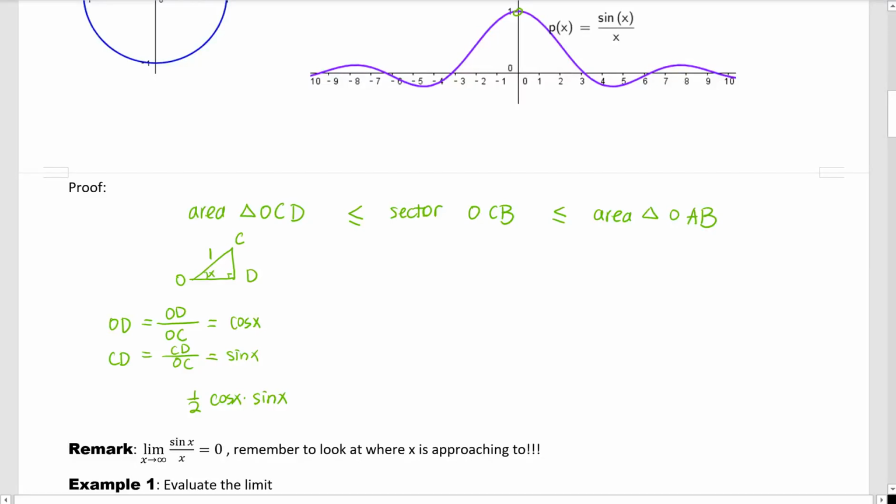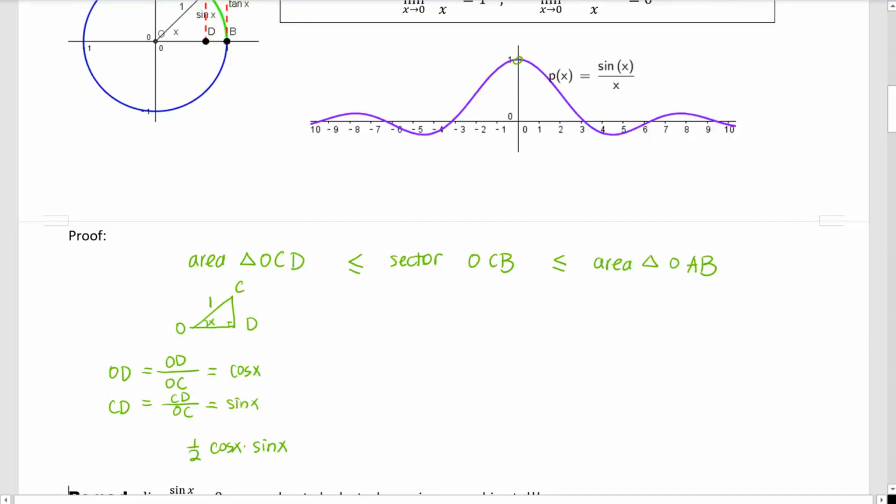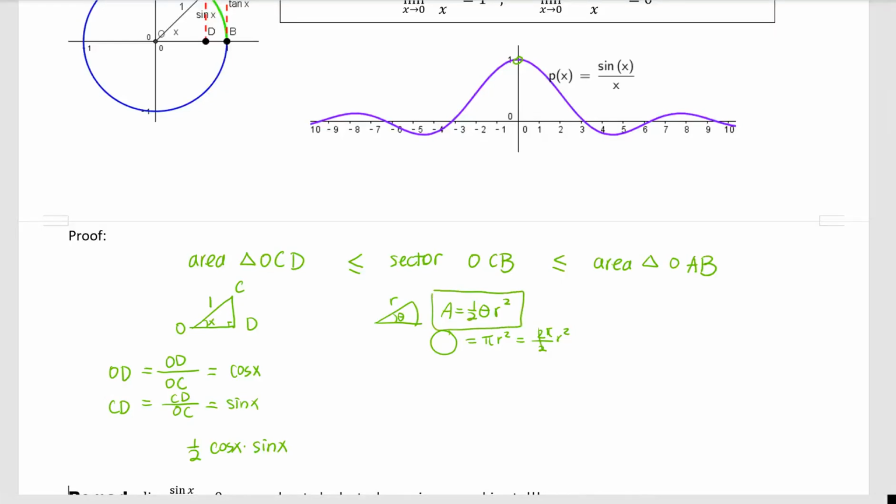How about the sector OCB? Do you remember how to compute the area of a sector? If you have radius r and angle theta, the area of the sector equals 1/2 theta r squared. Why is this true? How about the whole circle? The whole circle is pi r squared, right? The angle of the whole circle is 2 pi, so 2 pi over 2 times r squared. The 2s cancel, and we get pi r squared. So this formula for the sector is true.